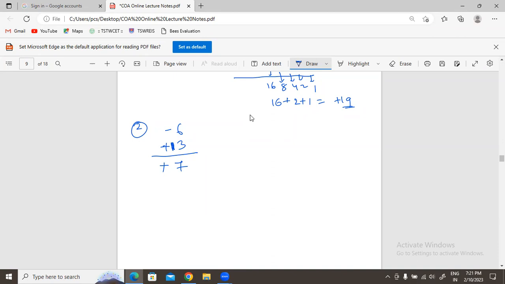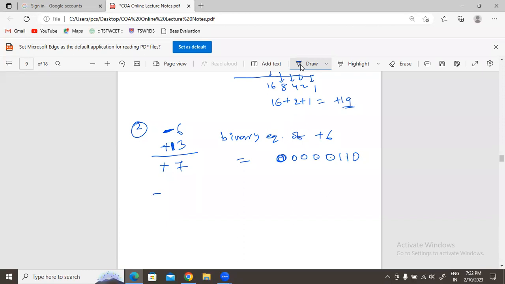I told you that all the negative numbers are represented in 2's complement form. So first write the plus 6 value. The binary equivalent of plus 6: the first bit is the sign bit 0, then 1, 2, 3, 4, 5 bits, then 7, 8 bits, eight bits in total. This is our sign bit.